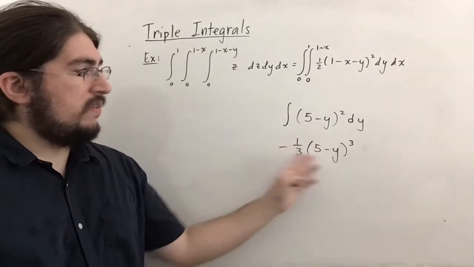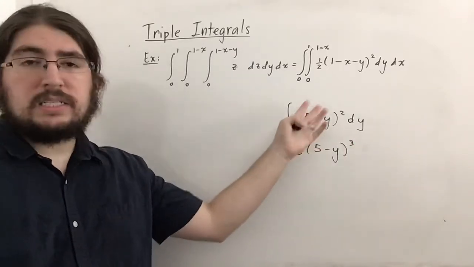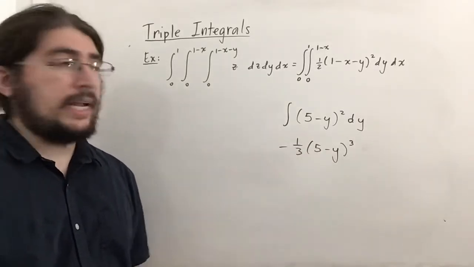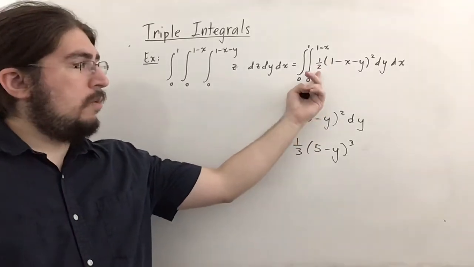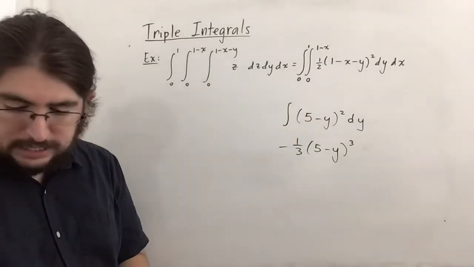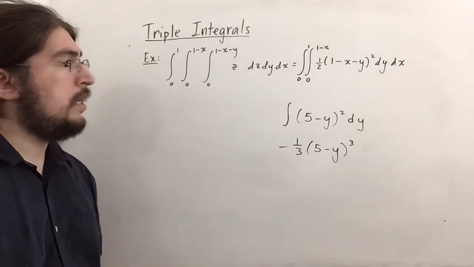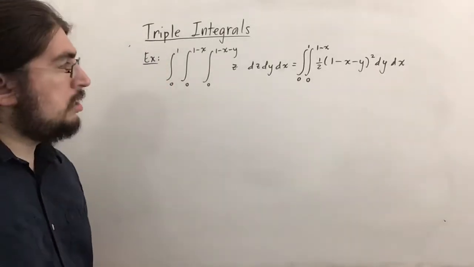Notice if you take the derivative of this, the 3 comes down by power rule, cancels this 1/3, so it gives us this to the second. And by chain rule, the derivative of the inside is -1, which cancels the negative. So this indeed is the actual antiderivative of this expression, with the exception of that 1/2. Speaking of which, 1/2 and -1/3 are both constant multiples, so we can pull them outside of the integral. So I'm going to do that.